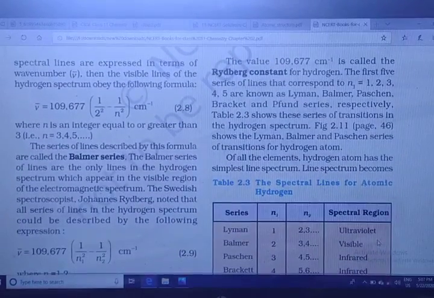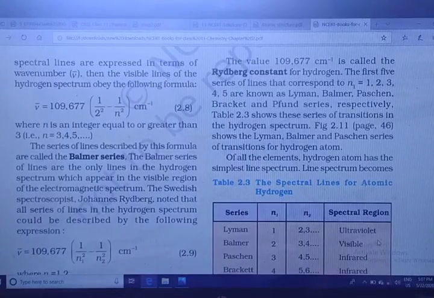After getting this concept, as you can see here, the value 109677 centimeter inverse is called the Rydberg constant. What is it called? It is the Rydberg constant for the hydrogen atom.